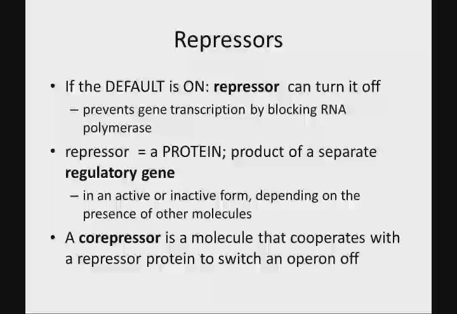So repressors. Let's focus on this idea of a repressor. If the default for an operon is on, a repressor can turn it off. And what it's going to do is prevent gene transcription by physically blocking RNA polymerase. Now, this is the point that I want you to get in your head. These are like tiny little machines. There's nothing magical about them. When you put a barricade in front of a car, the car can't move through it. It just doesn't go because there's something in the way. And that's how this works.